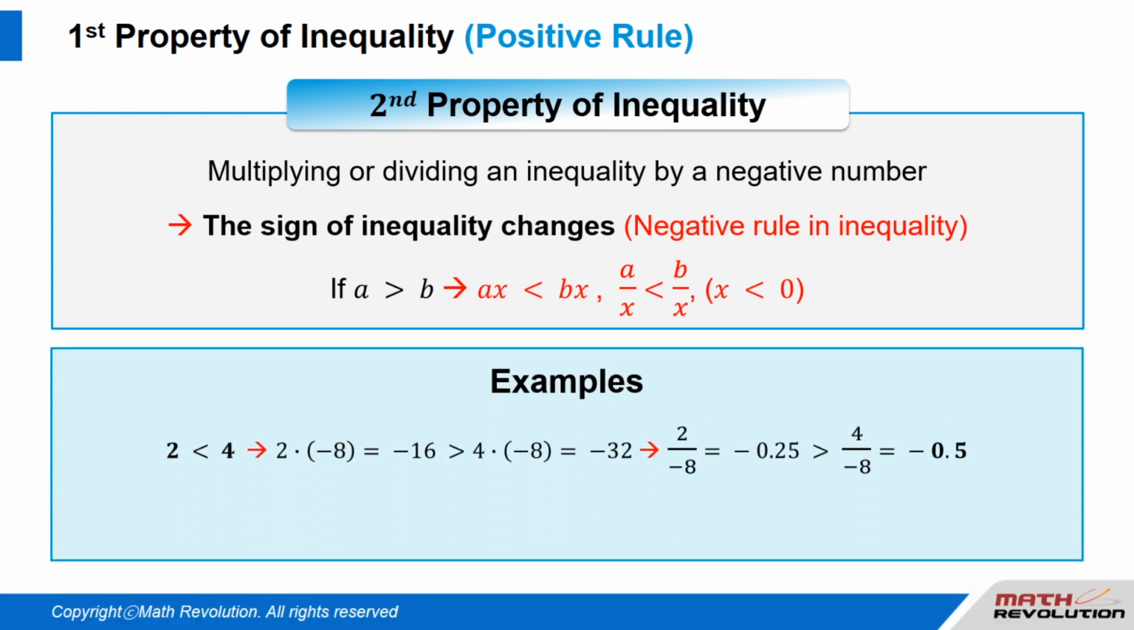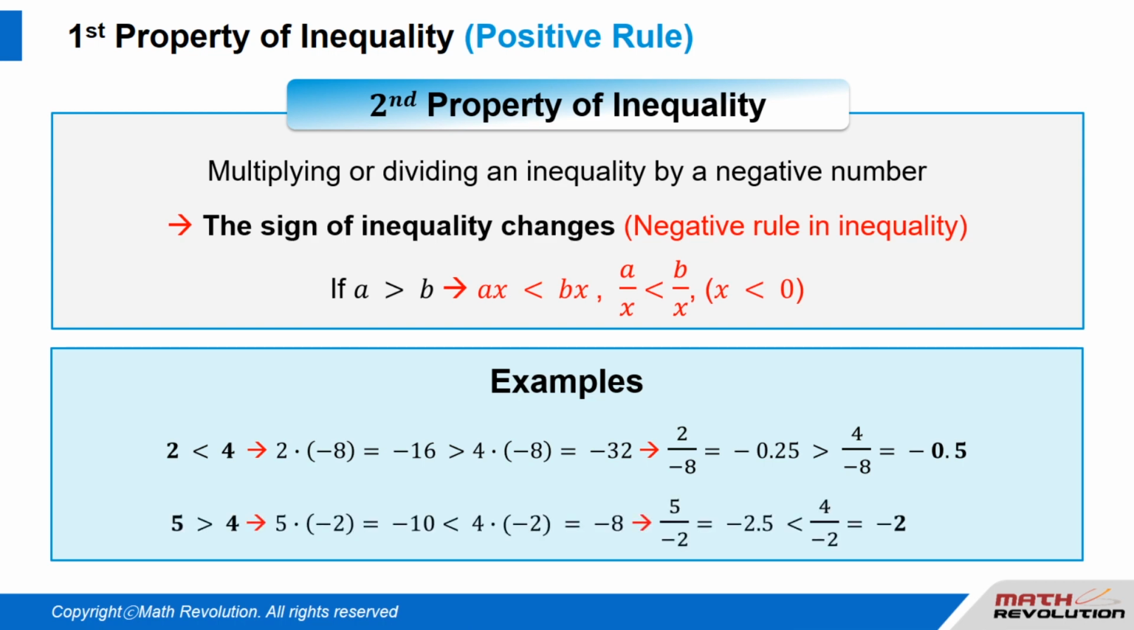For example, 2 is less than 4 means that 2 times negative 8, equal to negative 16, is greater than 4 times negative 8, which equals negative 32, and 2 over negative 8, equal to negative 0.25, is greater than 4 over negative 8, which equals negative 0.5.